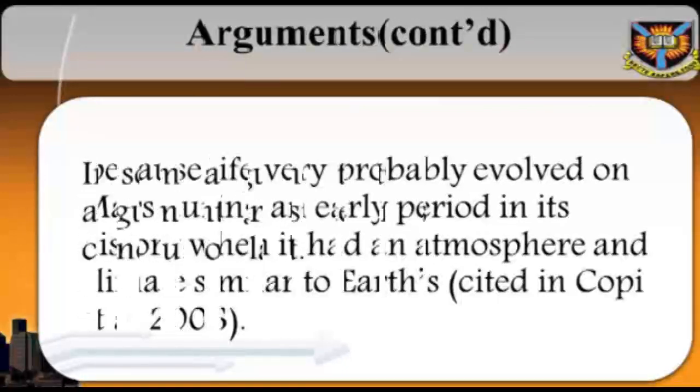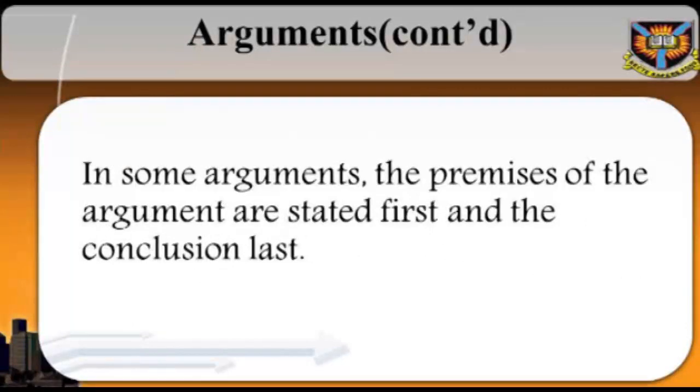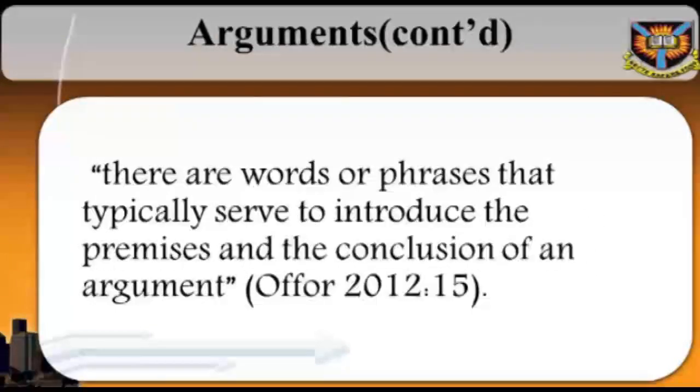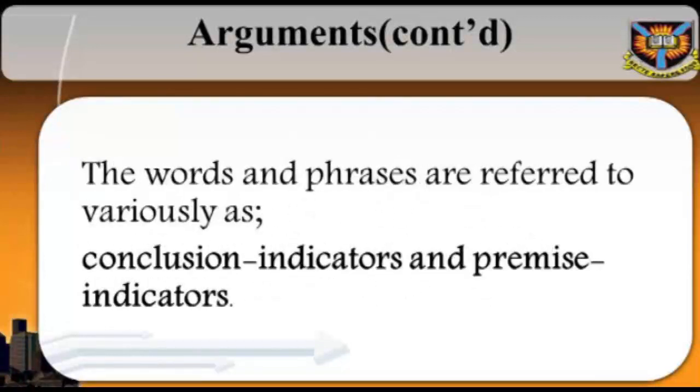The inference from these is that in some arguments, the premises are stated first and the conclusion last. In some others, the conclusion is either stated first or is sandwiched in between different premises offered in its support. In order to arrange such arguments into their premises and conclusion, there are words or phrases that typically serve to introduce the premises and the conclusion of an argument. Offor, 2012, page 15. The words and phrases are referred to variously as conclusion indicators and premise indicators.